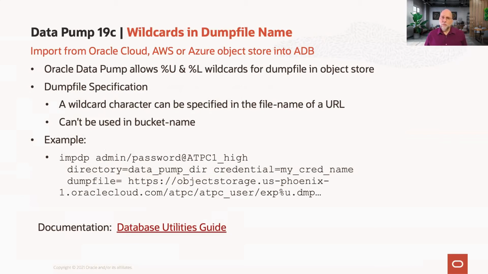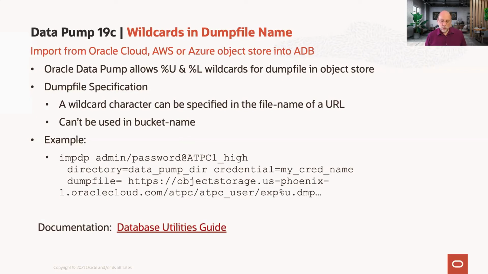We added the ability to put wildcards into your dump file names even when they're in the object store. This is something that's always been there for dump files on disk. The %U and %L wildcards give you system generated postfixes, or actually just values. %U will increment from 1 up to 99. So if you put that in, you could have up to 99 dump files. So if you have here this example exp%U.dump, it would produce up to 100 dump files if needed. %L increases that to over 2 billion dump files if needed.